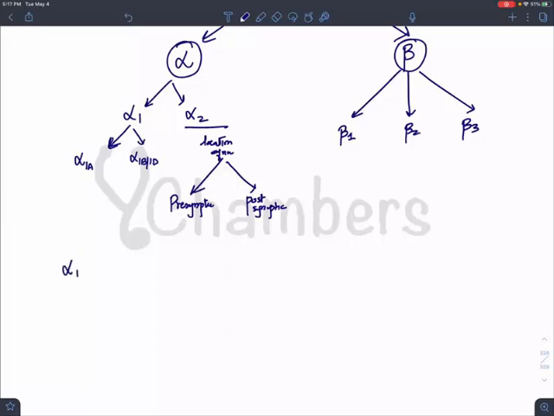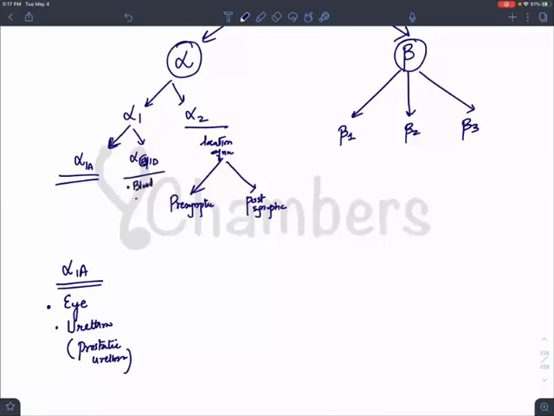Where is alpha 1a present? Alpha 1a is present in the urethra, specifically the prostatic urethra. B for blood vessel: alpha 1b is present on blood vessels. Easy.